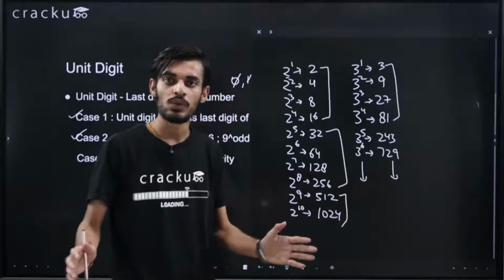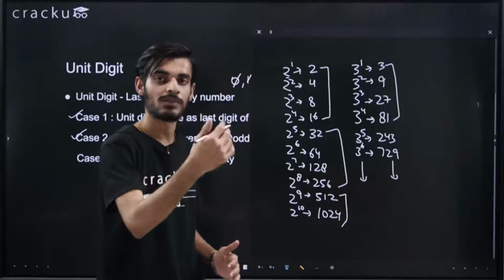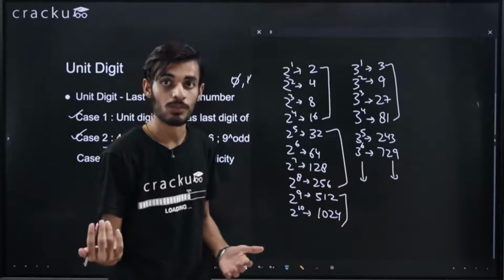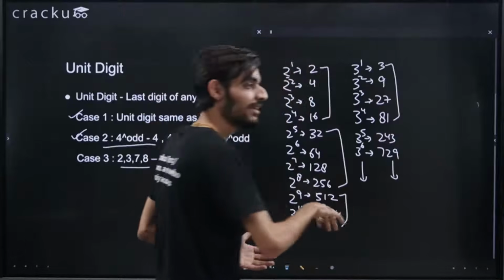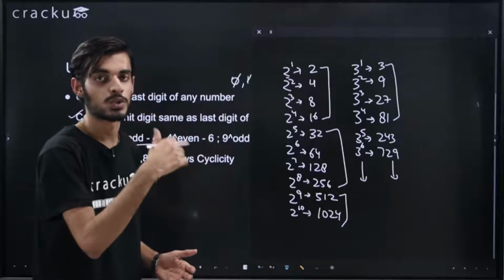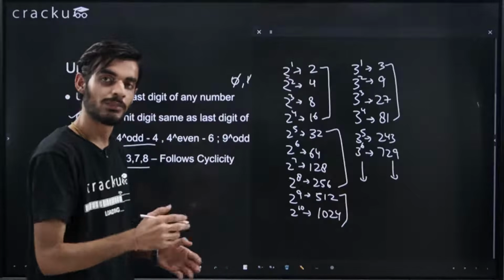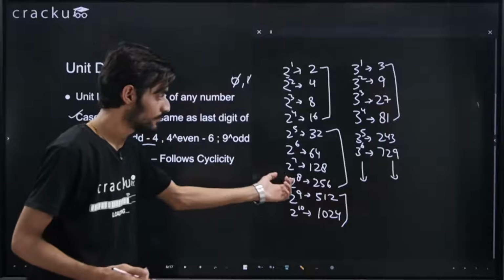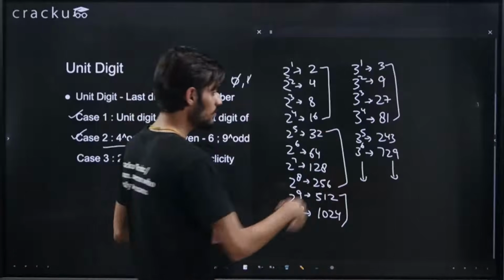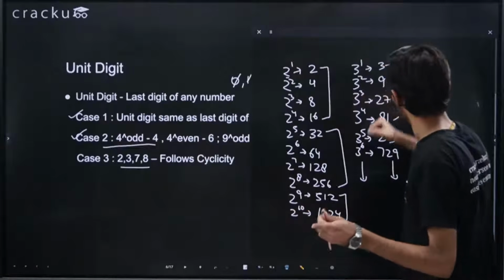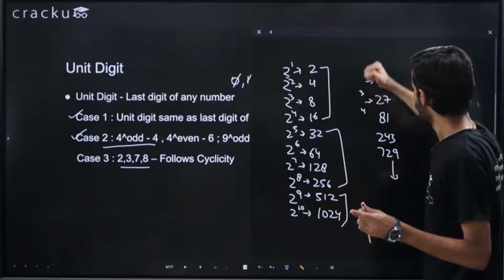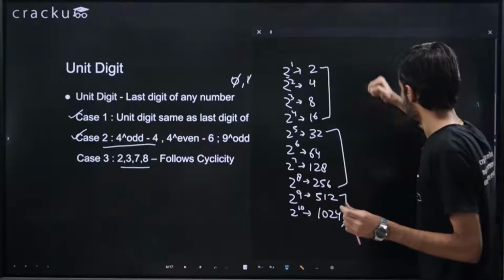If it is a very large value, you can divide the power by 4 and check the remainder. If the remainder is 1, you need to check just the number raised to power 1. If the remainder is 2, you need to just check the number raised to power 2, and so on. One more doubt that you can ask here is, what if the remainder is 0, right?